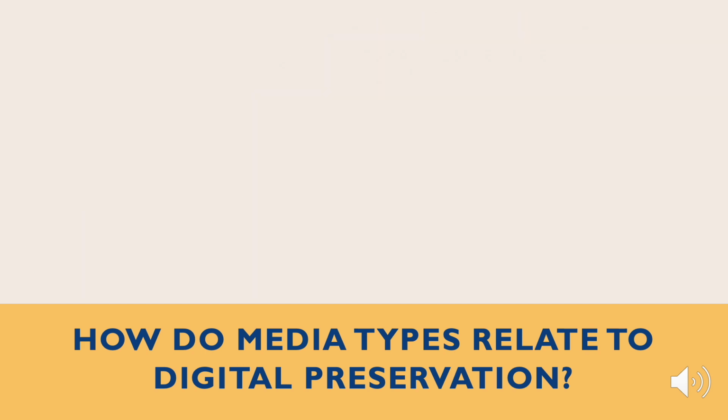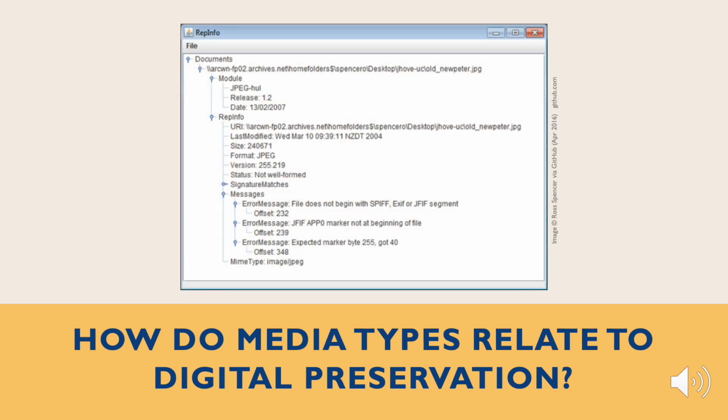We can find out our digital records' media types by using file profiling tools like JHOVE, which analyzes digital objects and provides us with their essential representation info. At the bottom of this example, you can see that the media type of this JPEG image is unsurprisingly image/JPEG.